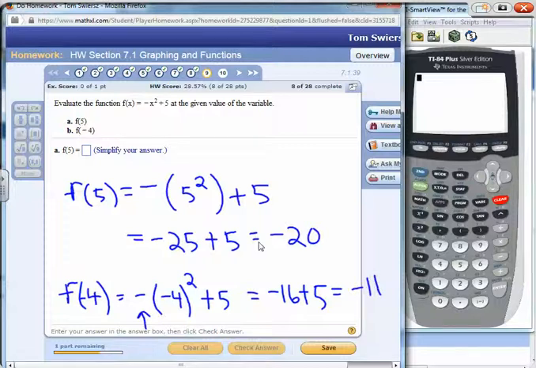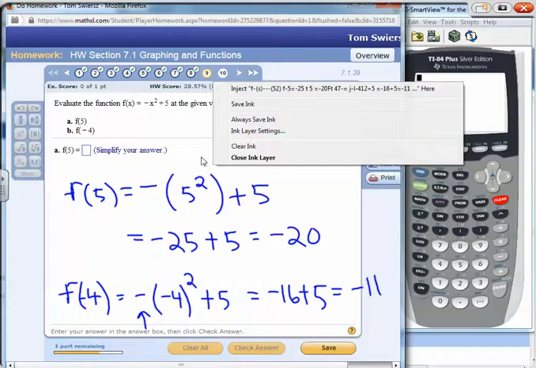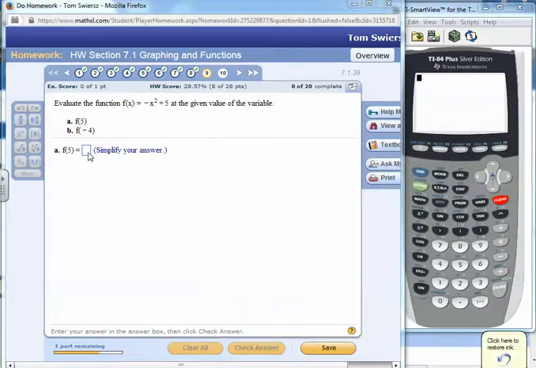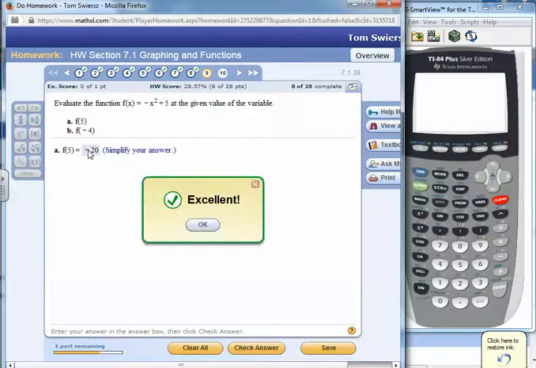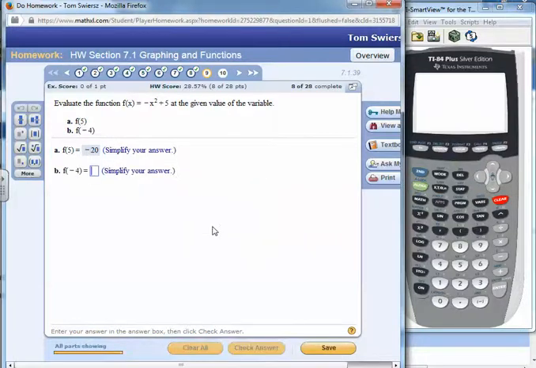Okay? So now let's go ahead and put those values in to verify we indeed did it correctly. So f of 5 was a negative 20. Okay, and f of negative 4 was a negative 11.